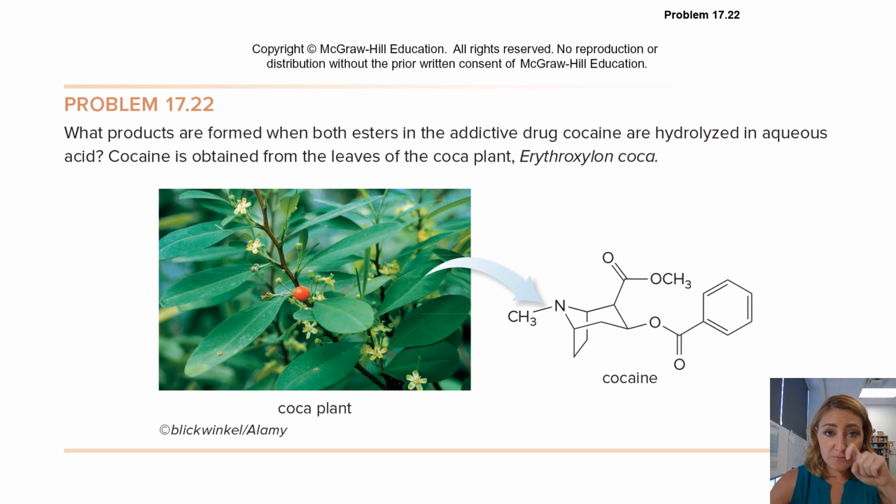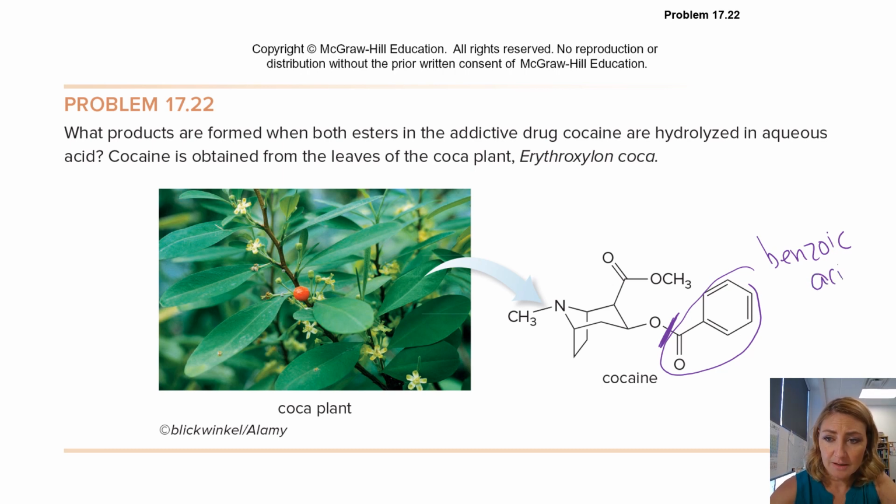All right, so if we were to hydrolyze these ester bonds, okay, this is an ester bond, we'd hydrolyze here. This would become a carboxylic acid again, okay? So this would form benzoic acid. And if we hydrolyzed here, we are going to form methanol, the alcohol. The rest of it is a little more complex and not within the scope of this course.